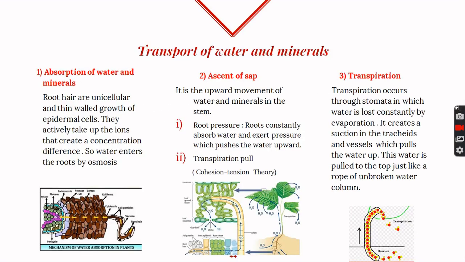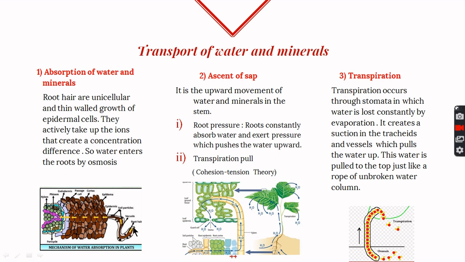We will understand the transport of water and minerals with the help of three steps. First step is absorption of water and minerals. Water is absorbed by the root of the plant, but not every part of the root can absorb water. It is just the tip of the root that contains tiny structures called root hairs. Only that part can absorb water.